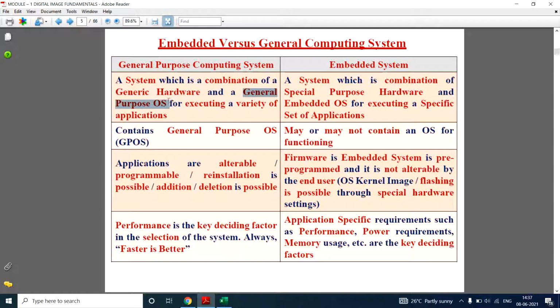General purpose OSs can be Windows. The Windows series are all general purpose OSs, for executing a variety of applications.